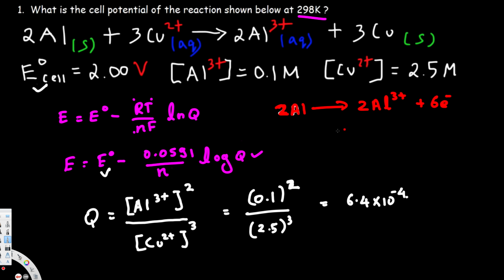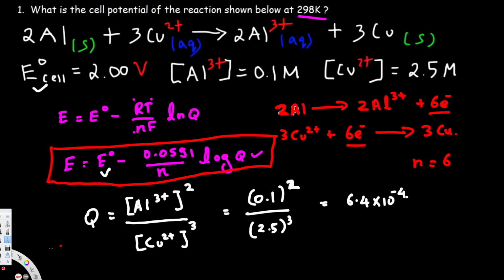Now let's look at the other one, that is the reduction half. Here we have 3 copper 2+ plus 6 electrons again, 3 times 2, 6 electrons on this side, and then on the other side we have 3 Cu. So this is our oxidation half and reduction half. And if you look at the number of electrons, we have 6 electrons, 6 electrons. So n is going to be 6 electrons, right? So that's the value we are going to use. Now let's plug this into this equation.